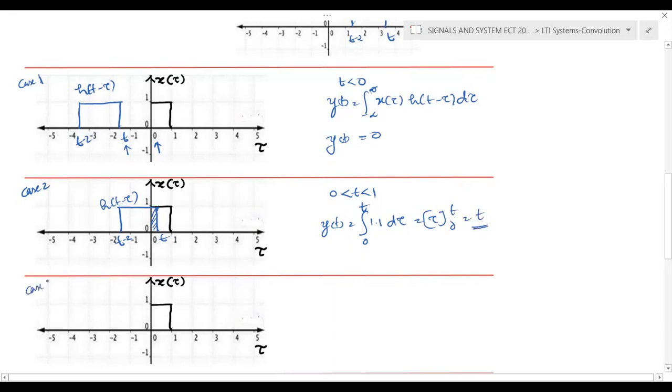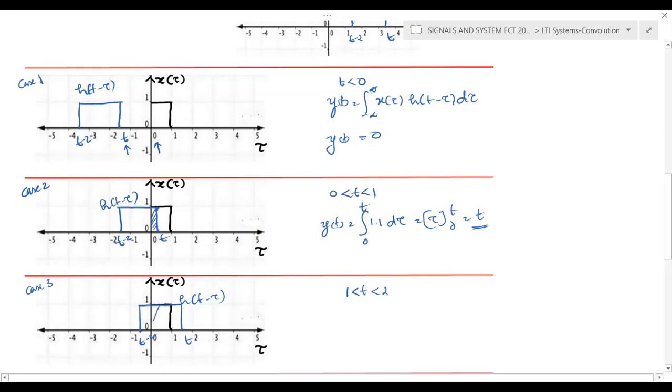Now if you consider case 3, we already consider up to 1. Now we can consider t is greater than 1 and less than 2. That is here between 1 and 2. And if t is between 1 and 2, this t minus 2 will be here. And this is h of t minus 2. And we already mentioned that x of tau is 1 unit width, and h of t minus tau is a 2 unit. X of tau 1 unit, h of t minus tau 2 unit.